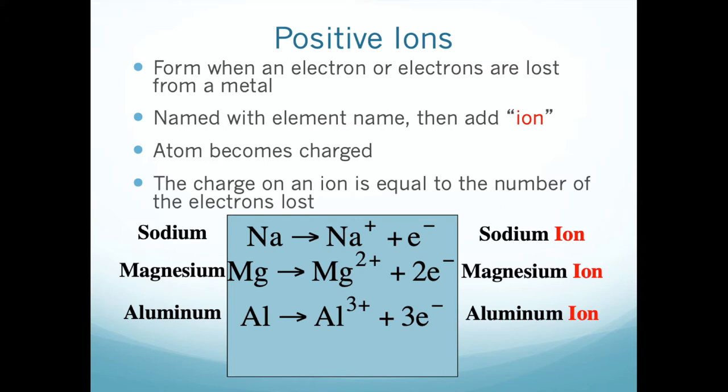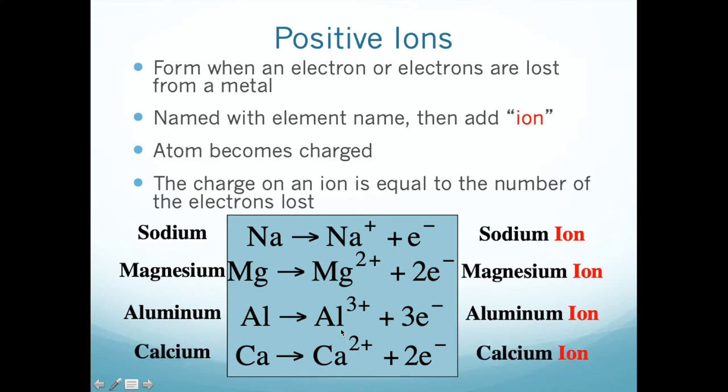So group 1 metals will tend to lose 1 electron. Group 2 metals, like calcium here, will lose 2 electrons, because that's the number of valence electrons they have, and that's why they're in group 2. And they'll therefore form 2 plus ions. The calcium becomes a calcium ion with its 2 plus charge.